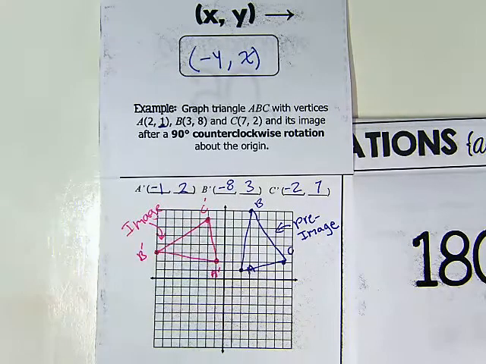Triangle, kind of like that, 90 degrees. And remember that that's called the image. So all we're doing is flipping the order of the coordinates and making our original y value the opposite sign. In this case, they were all positive, so they all became negative.